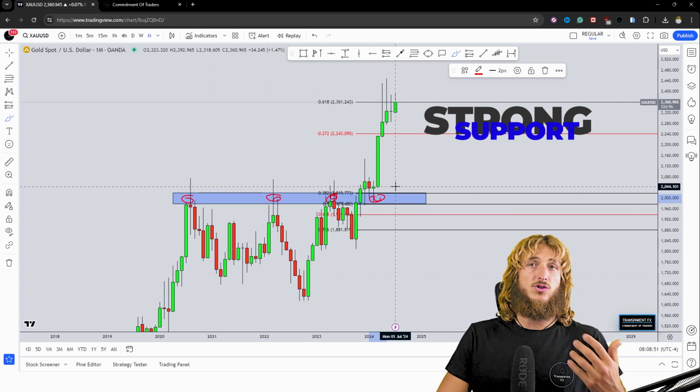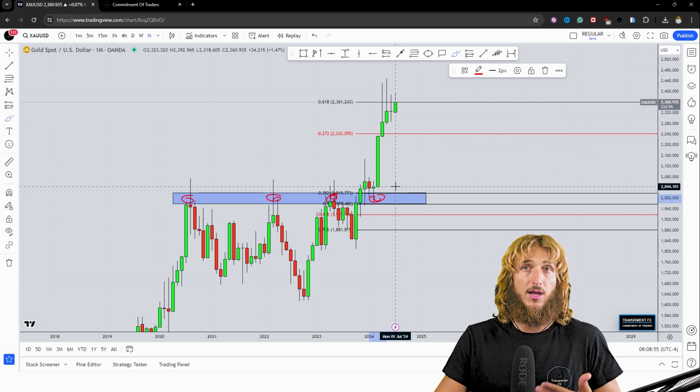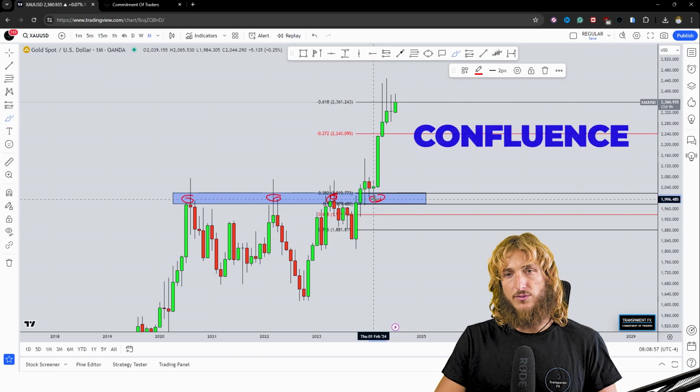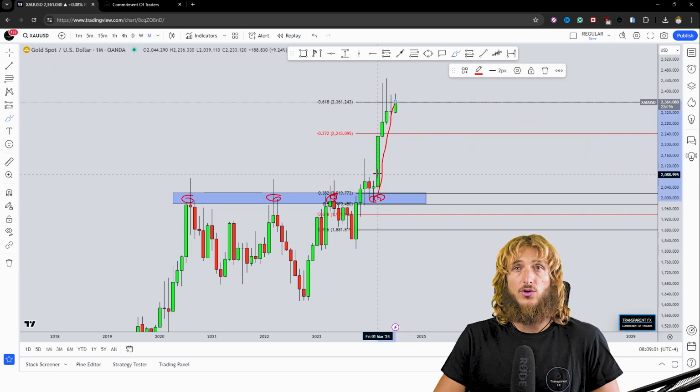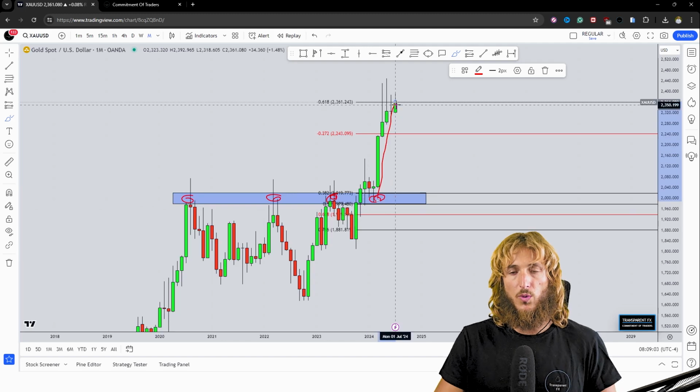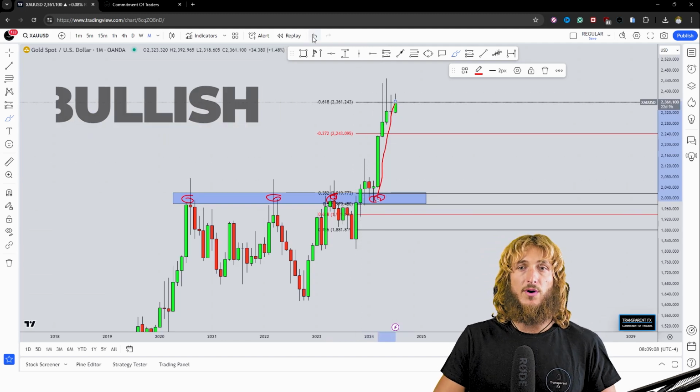And this actually creates confluence of support, because when you have multiple layers of support in the same area of price, that creates confluence of support. And in a situation like this, that is exactly the level that you could expect the market to potentially want to reject to the upside, which is in fact exactly what the market did.